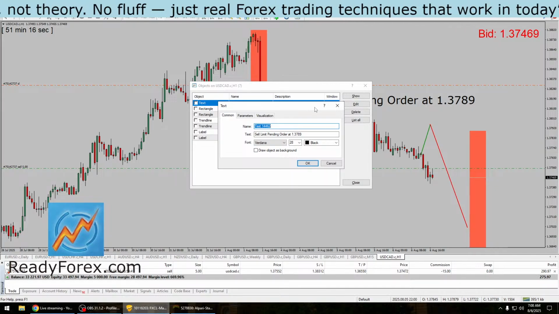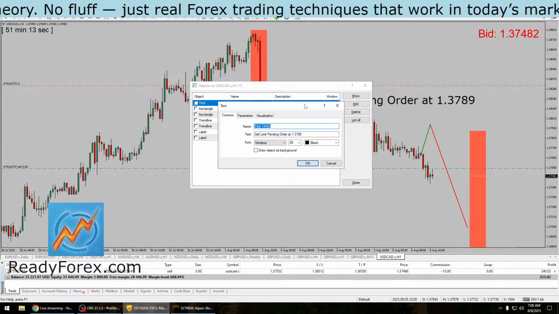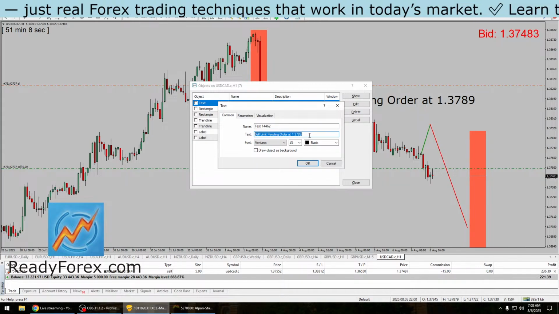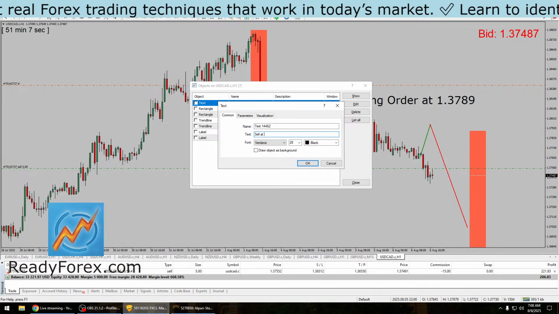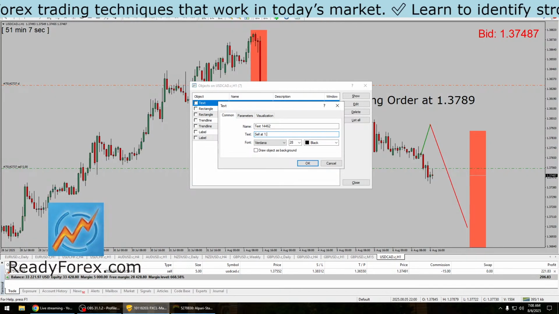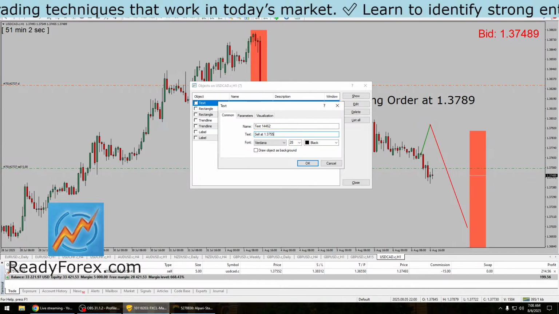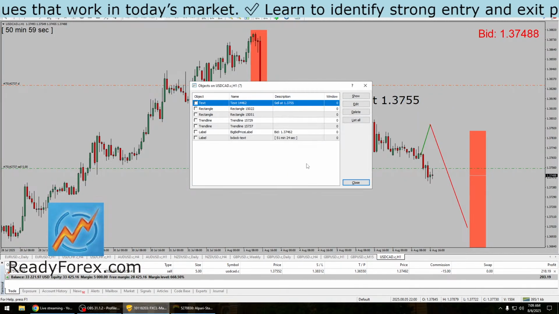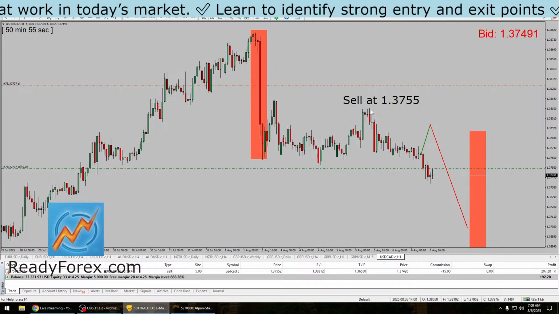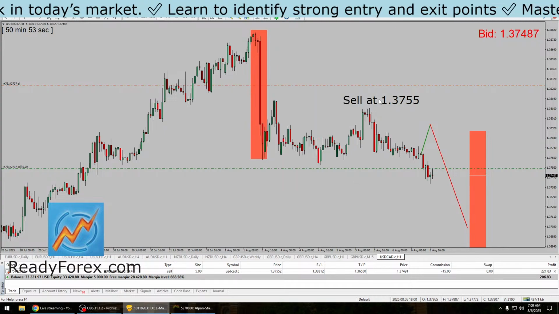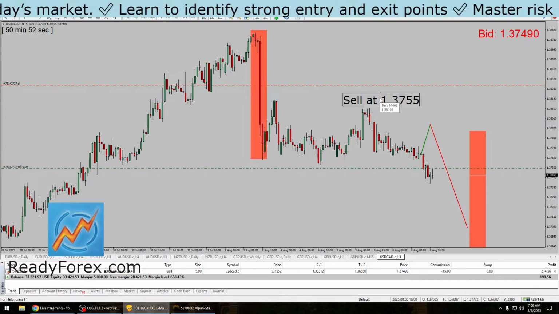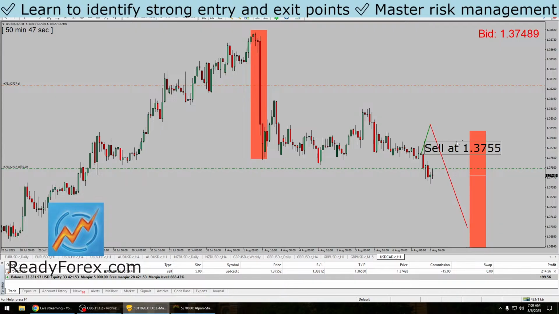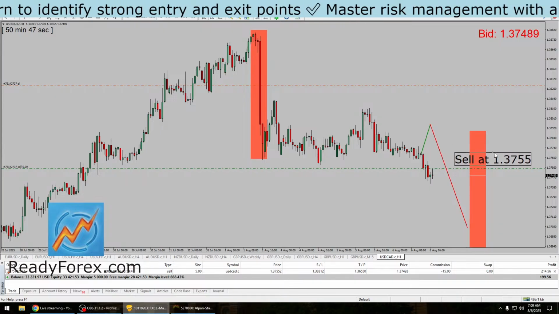US dollar versus Canadian dollar currency pair. Okay, sell at 1.3755. Okay, and the way I see the market, it is probably going to drop even more over here. We'll see how it goes.